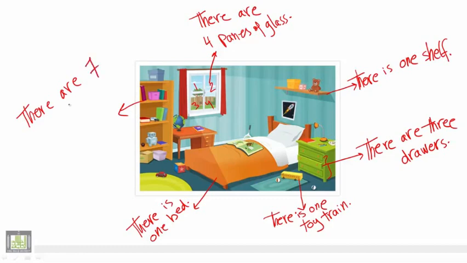There are 7 books. Okay, also we have one carpet, سجادة واحدة. There is one carpet.